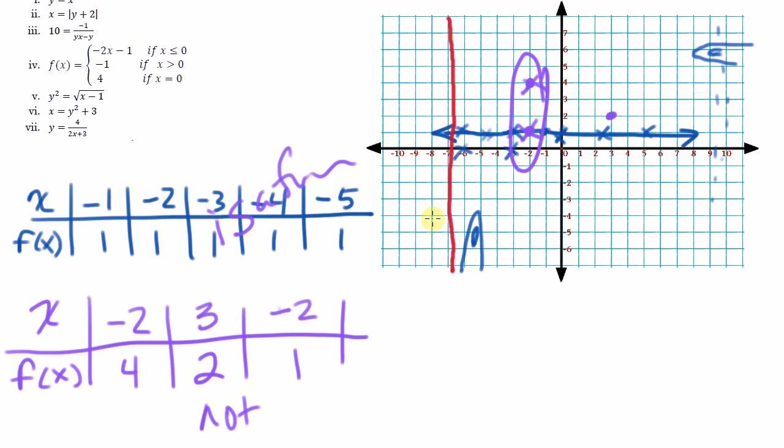Vertical line test. When I move my finger across this way, we end up with a horizontal line test. So horizontal line test, one-to-one function. Vertical line test, function.